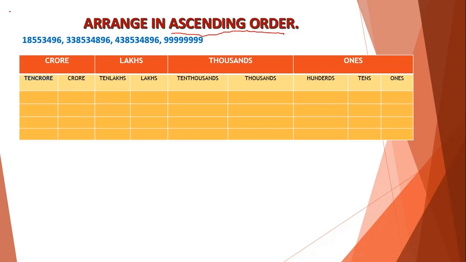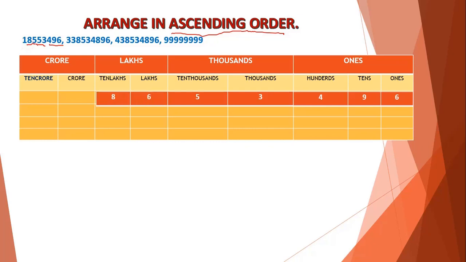We'll take the first number. We'll arrange this number in the Indian place value chart, starting from the rightmost digit. The rightmost three digits will come in ones period, so I wrote 496 in ones. The next three digits, that is 53, will come in thousands, so I wrote 53 in thousands. 85 will come in lakhs. Then the last digit is 1, which will come in crores period and in crore place. Here they have not given a second digit, so I left it blank.